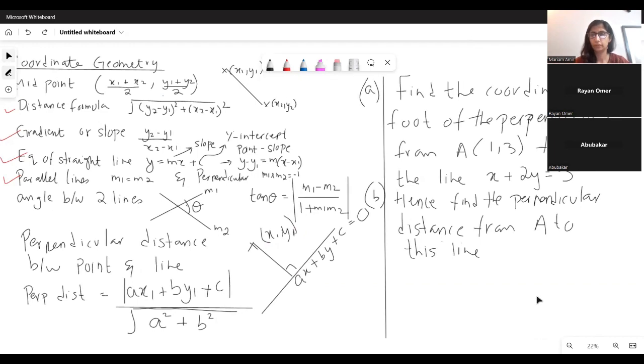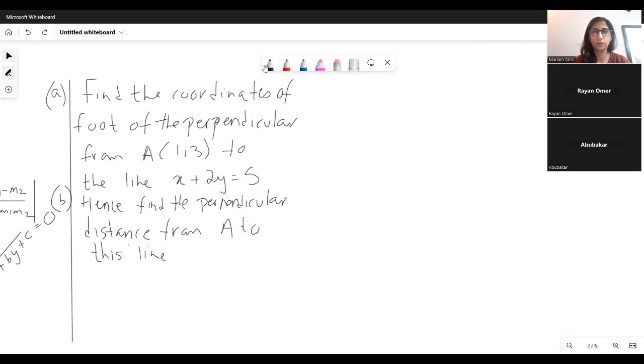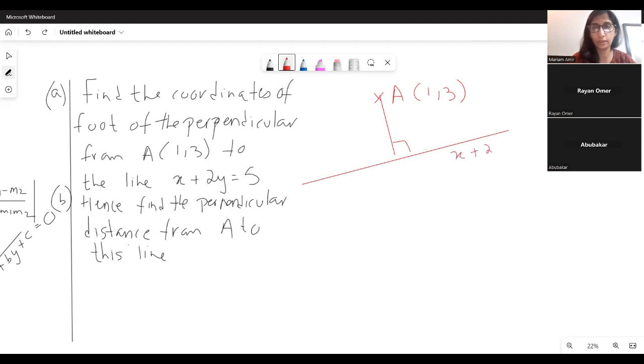Okay. So the first question is: find the coordinates of the foot of the perpendicular from A to this line. So there's a point A with coordinates (1, 3), and then it's perpendicular toward the line with equation x plus 2y equals 5. And you have to find the coordinates of this point. Let's call it B.